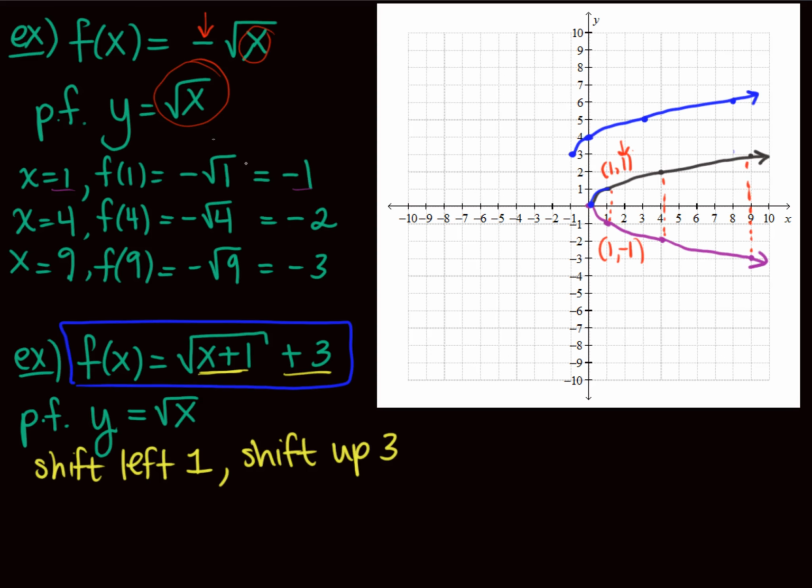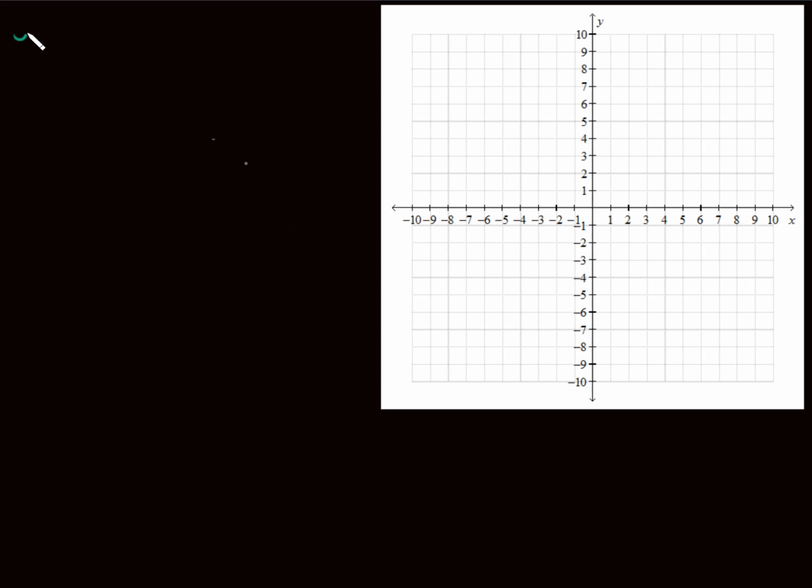All right, let's do another one. Let's get a little crazy here. Same thing: I want us to state the parent function, graph it, and state all the translations. So let's get a little wild. What about the opposite of the absolute value of x minus 1, minus 2? Actually, let's do plus 2.